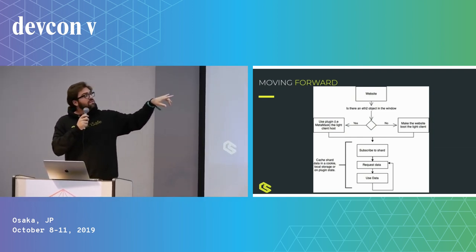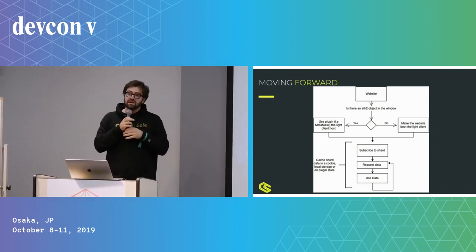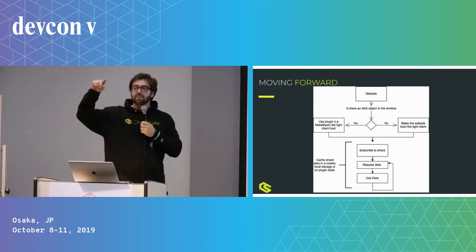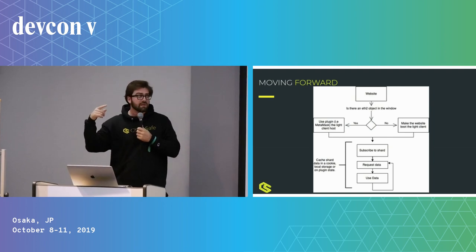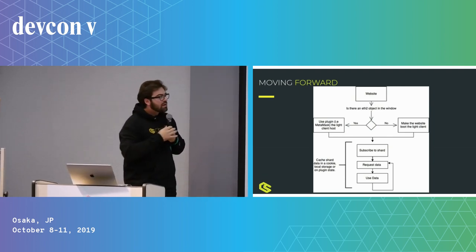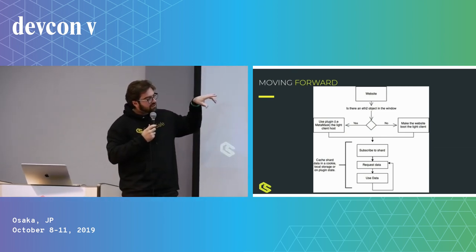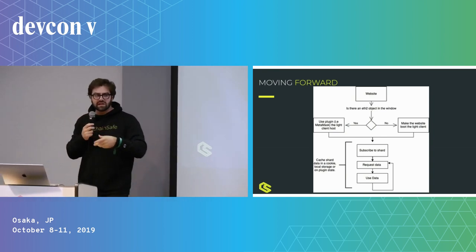In that case, MetaMask would be hosting a light client within the plugin. This allows the website to say, hey, I need you to subscribe to this shard for me, and then start persisting and maintaining the data. Once the data is requested, the website uses it as it goes. While that's happening, we can cache that shard data into a cookie, local storage, or even, if it's a plugin, the plugin state.